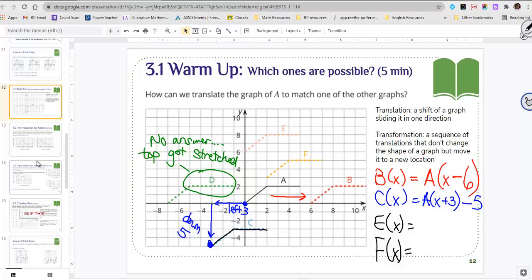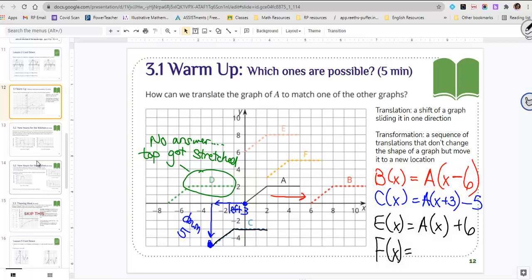Chase, would you help us out? What did you write for E? E of X equals A, and then just X in parentheses by itself, plus 6. Nice. X in parentheses by itself, and then we're taking the whole thing and lifting it up 6. So we want the plus 6 outside of parentheses. We're not changing the X's at all. Beautiful job. I can tell we've got this A-okay.